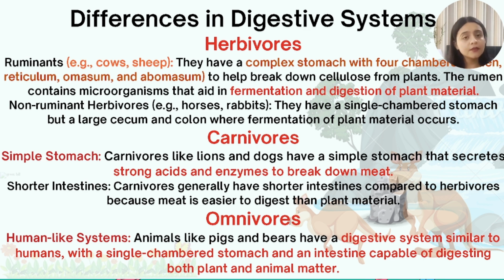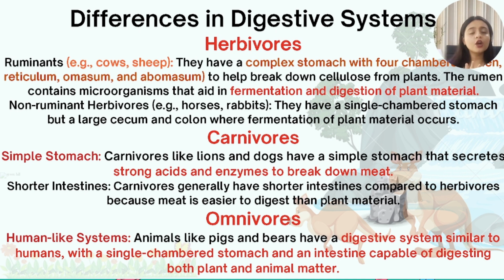The digestive system which humans are carrying is the same as that of omnivores, because we humans are also vegetarians and non-vegetarians. We can eat both, so we have a similar type of digestive system that omnivores have. Okay, so now we are going to see what are the steps of digestive system.